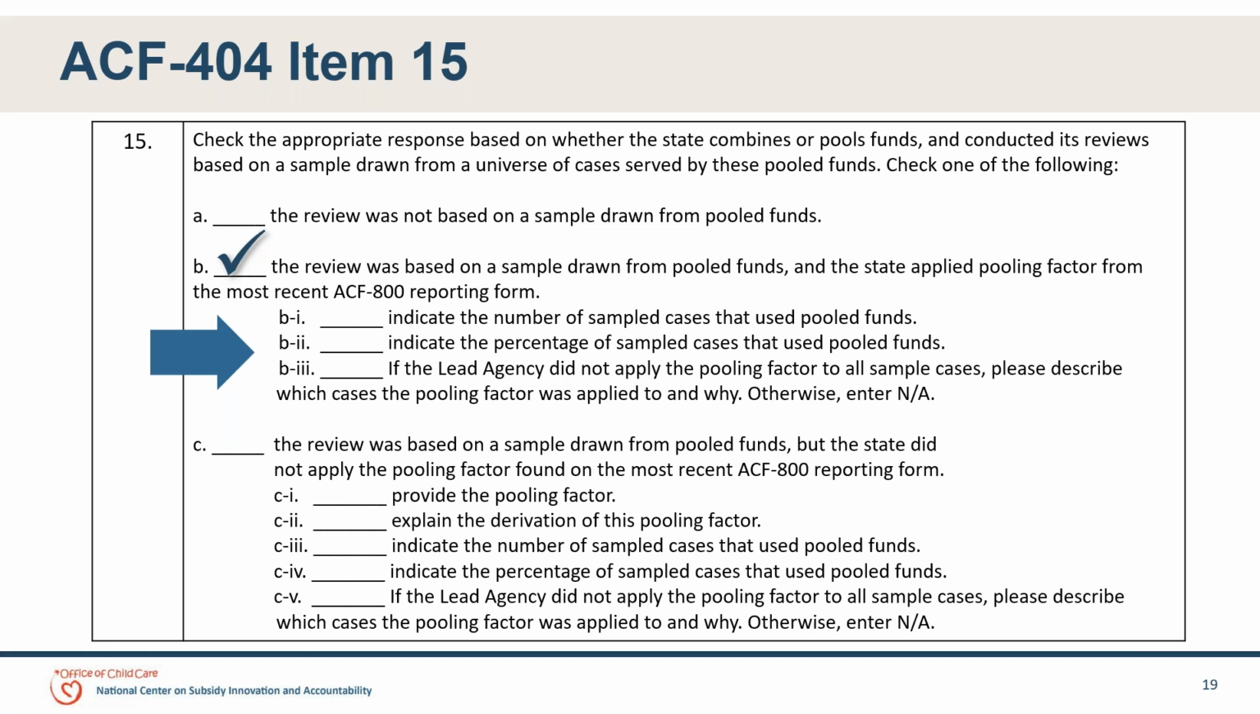And then finally, if your review was based on a sample drawn from pooled funds and the pooling factor was different from that on your most recent ACF-404, you'll check C and answer these 5 questions. You will provide us with that pooling factor and how you came up with it. And like in B, you'll give us the number and percentage of sampled cases that used pooled funds. And if all sampled cases did not use the pooling factor, you would describe that in C5, that very last item.